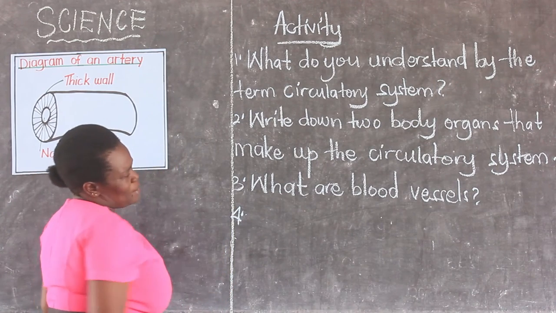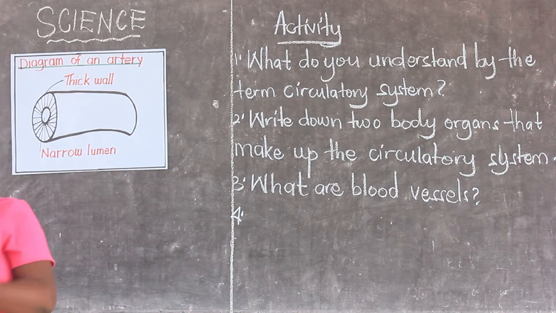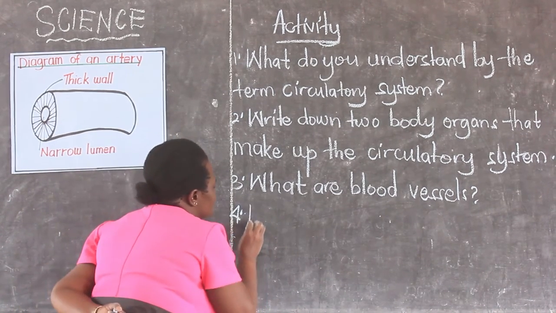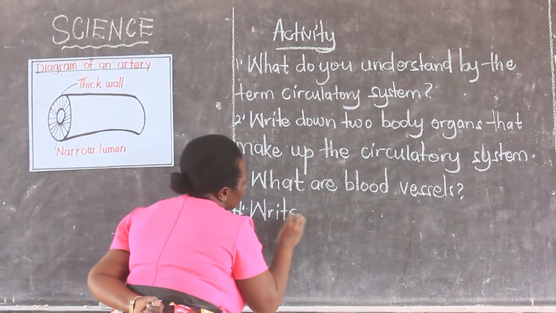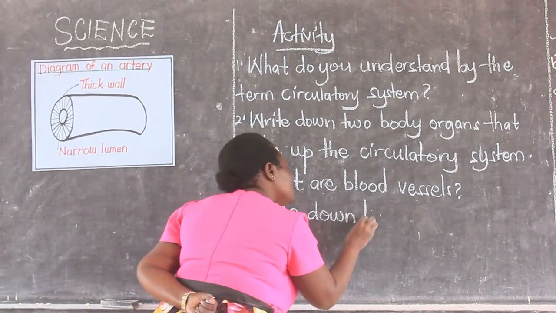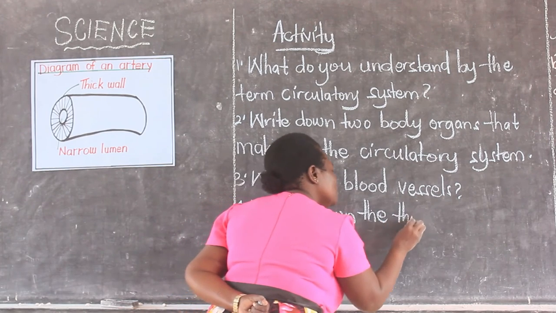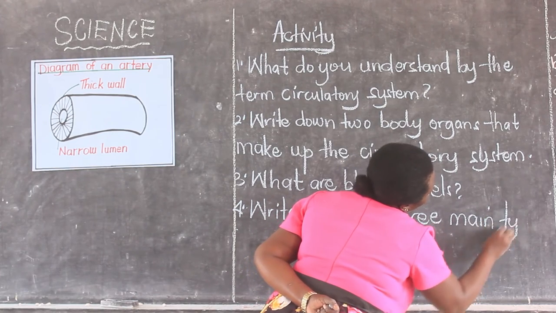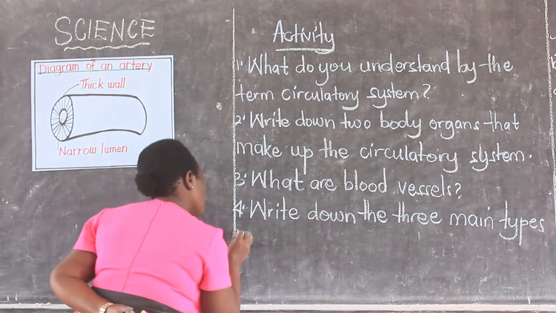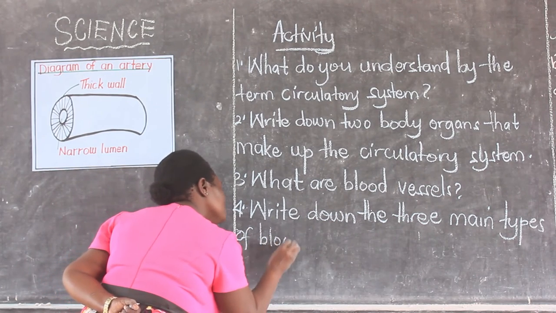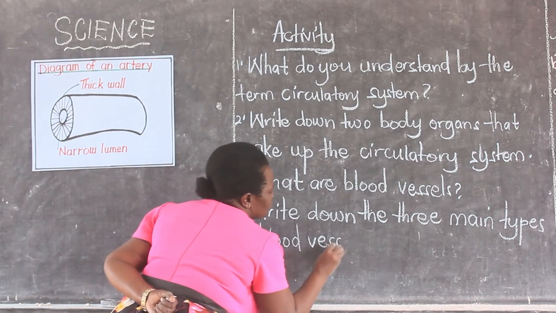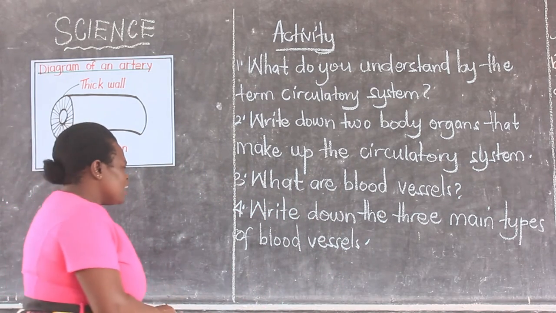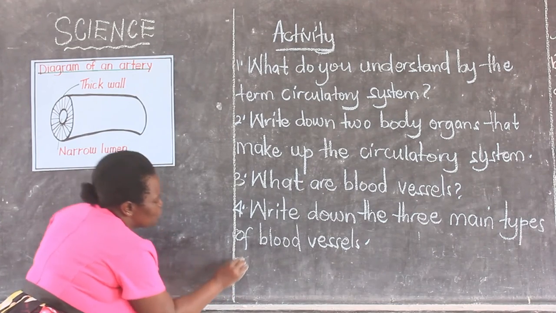And question number four is asking you to write down the three main types of blood vessels. Question number four says, write down the three main types of blood vessels. Very simple question. You're going to get 100% for all of them. And I have question number five for you, children.